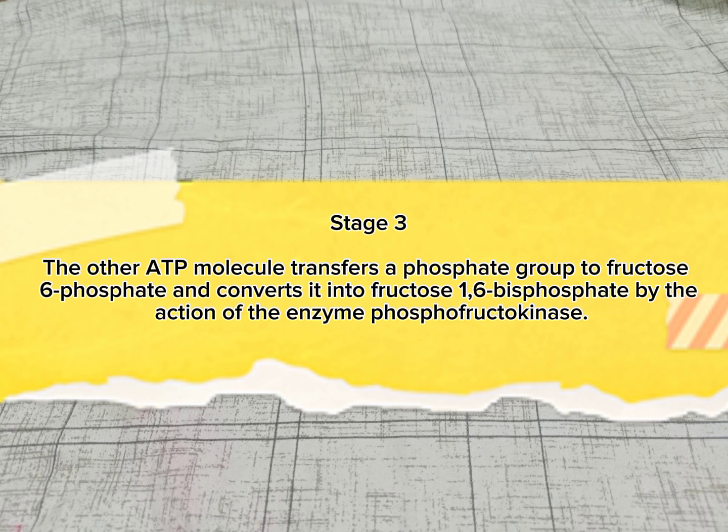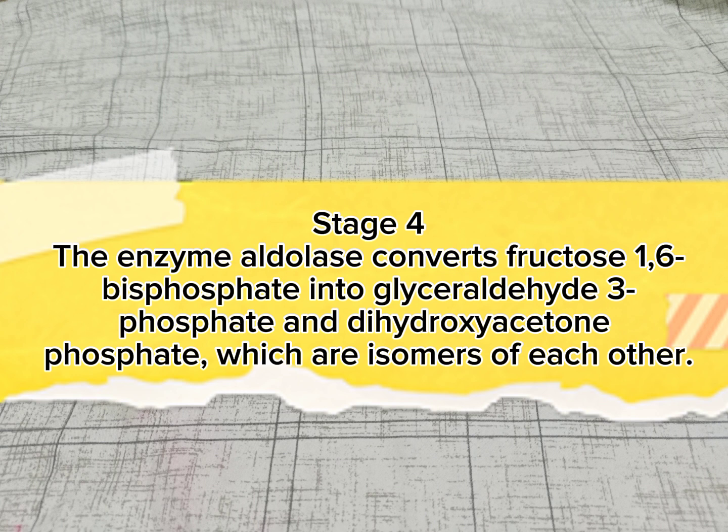Stage 3. The other ATP molecule transfers a phosphate group to fructose 6-phosphate and converts it into fructose 1,6-bisphosphate by the action of the enzyme phosphofructokinase. Stage 4. The enzyme aldolase converts fructose 1,6-bisphosphate into glyceraldehyde 3-phosphate and dihydroxyacetone phosphate, which are isomers of each other.